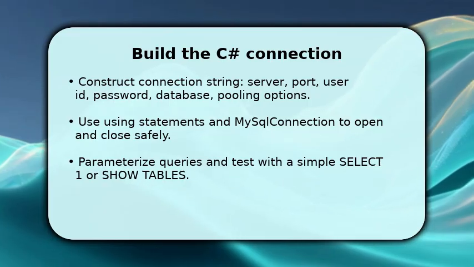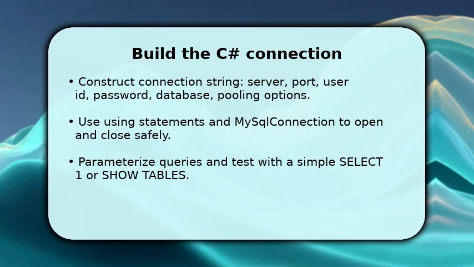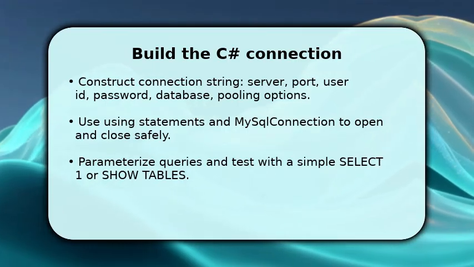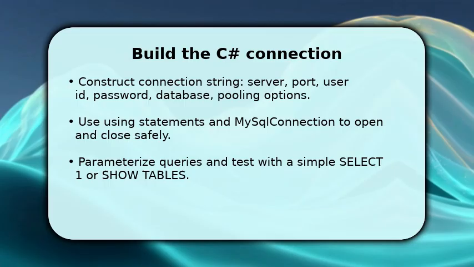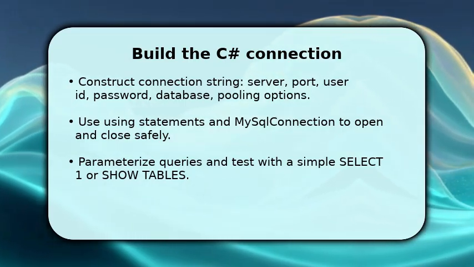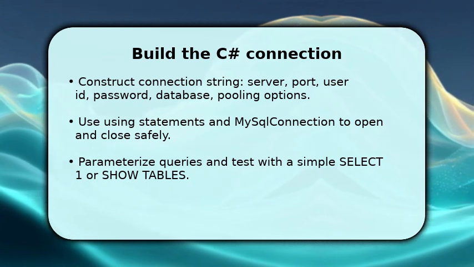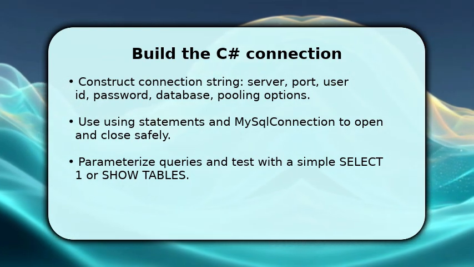Next, write a MySQL connection inside a using block so disposal is automatic. Open the connection and check its state. Execute a simple command like select one or show tables to verify connectivity. Once you get a result, add a parameterized MySQL command for real queries to prevent injection and ensure predictable performance.